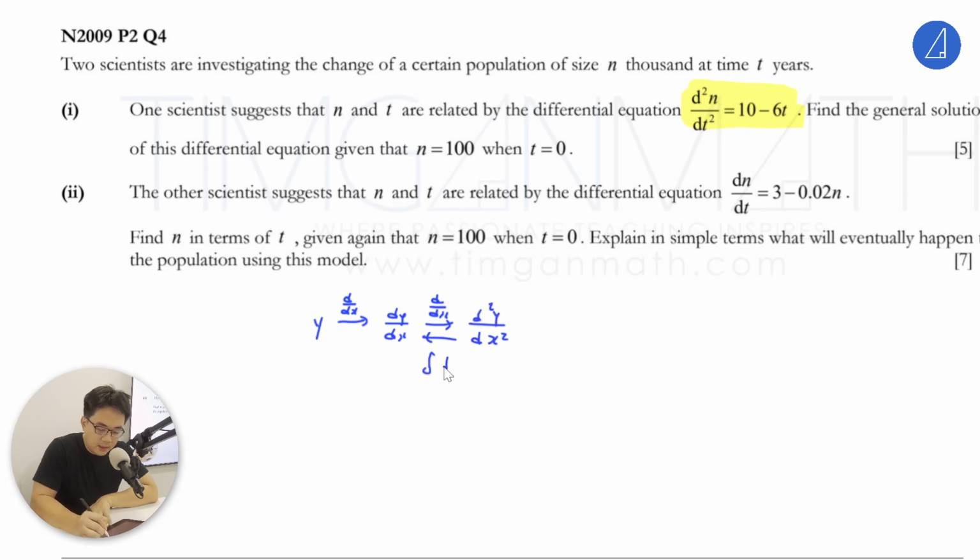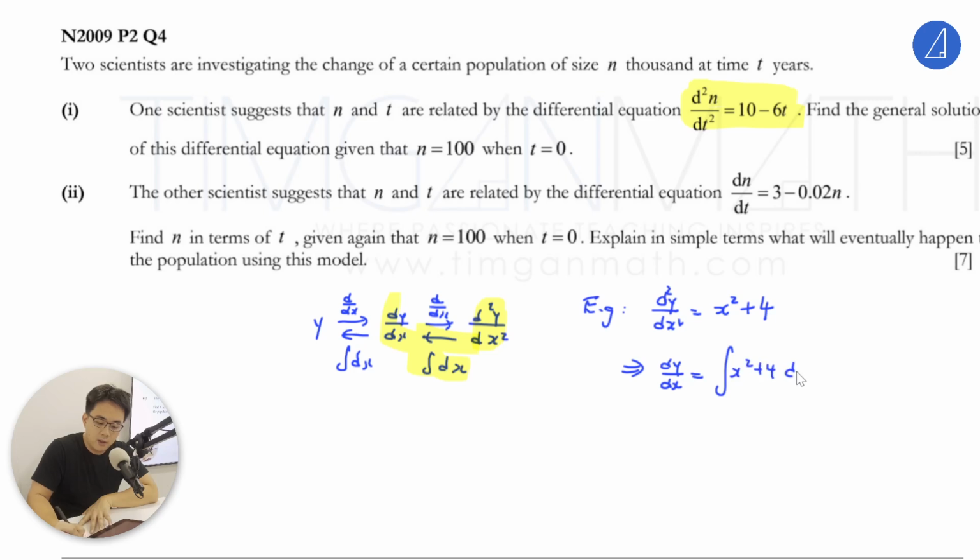So getting dy/dx is d/dx, and then to get the second derivative is d/dx again. So for example, in secondary school, say d²y/dx² is equal to x² + 4. If I want to find dy/dx, since I was given this, I just integrate once. So I integrate x² + 4 dx, which is x³/3 + 4x + c, right?